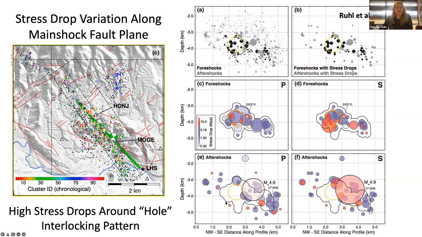And then you can see an interlocking pattern in the aftershock period. There's no seismicity really where that high stress drop foreshock ring was. And then in the other areas where there's low stress drop foreshocks, there's a lot more aftershock activity. So this was an interesting pattern that we wanted to investigate more and to confirm.